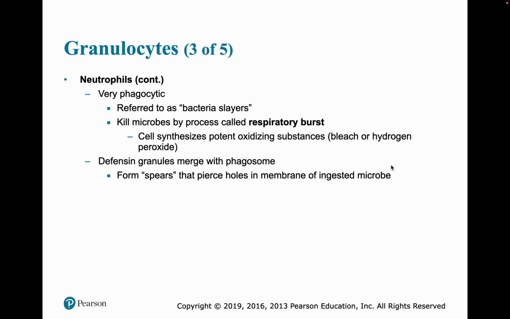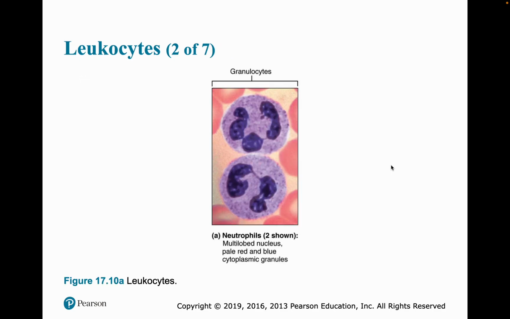They kill microbes by a process called the respiratory burst. Cells are going to synthesize oxidizing substances such as bleach or hydrogen peroxide. Defensin granules will then merge with the phagosome and form spears that pierce holes into the membrane of the ingested microbe. Here are the granulocytes. These are neutrophils.